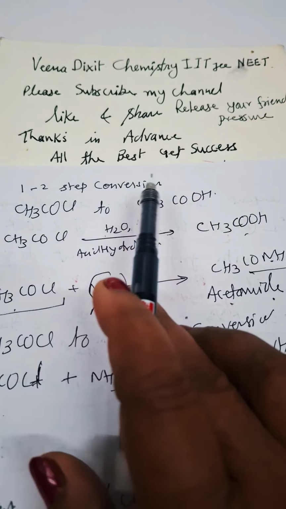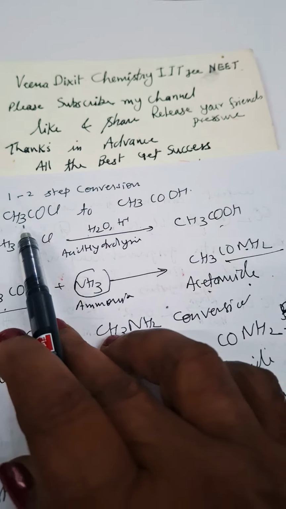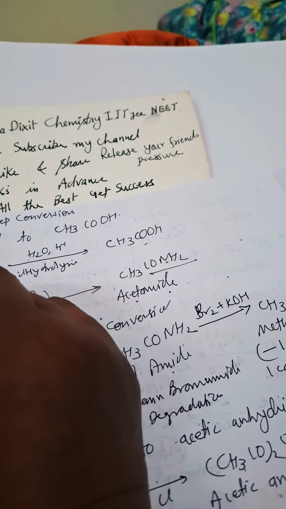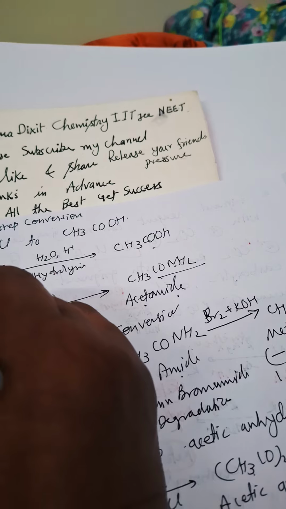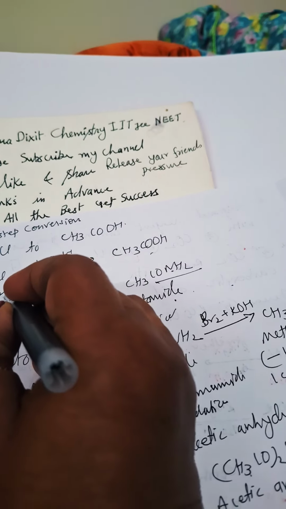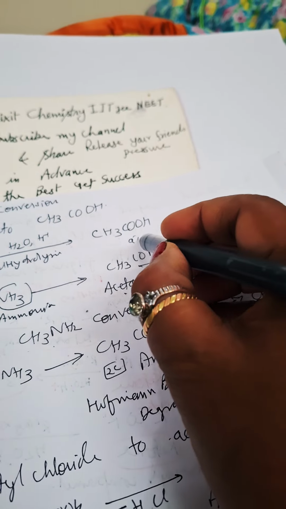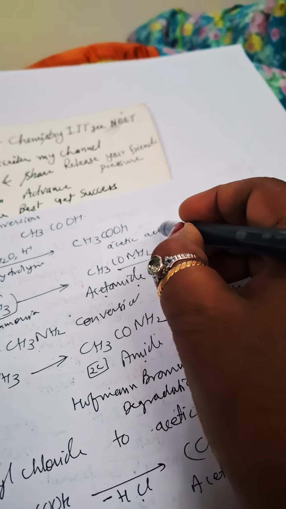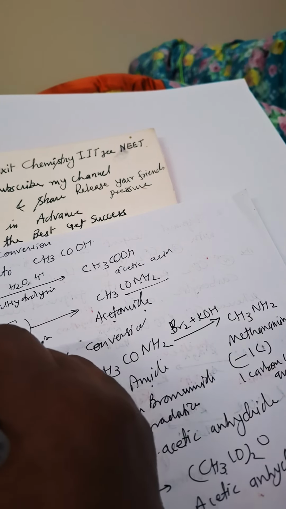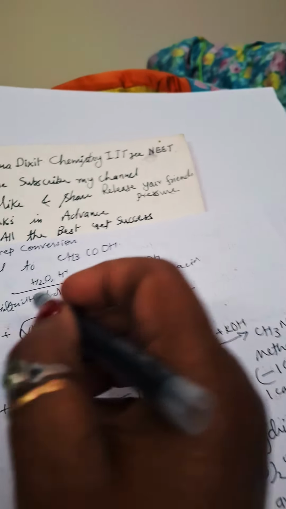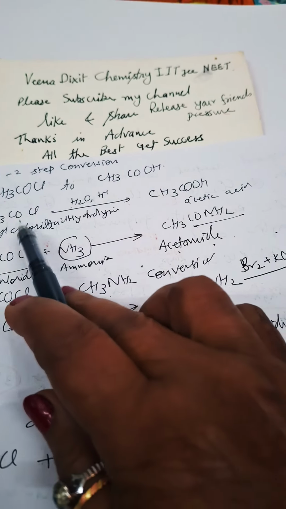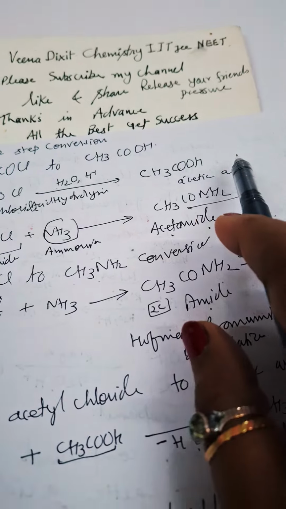We will do conversions here. Okay, 1 or 2 step conversion. For example, convert CH3COCl to CH3COOH. What is CH3COCl? This is called acid chloride, acetyl chloride. It will give you acetic acid. Again, this acetyl chloride to amide. Okay, first I did acetyl chloride to acetic acid. The only thing is hydrolysis of acetyl chloride will give you acetic acid.